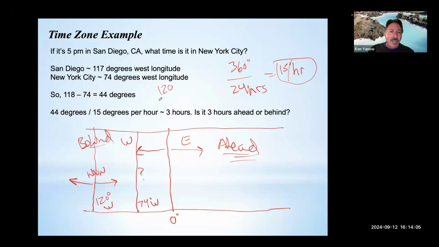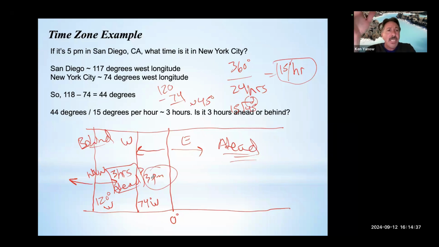So 120 minus 74 is approximately 45 degrees. And if we divide 15 into 45, that gives us 3 hours. That means New York is 3 hours ahead of us in California. So again, if it's noon for us, it's going to be 3 p.m. for our counterparts in New York. That's time zones. Pretty simple. Everything's divisible by 15. I'm going to do another example problem for you in a second.